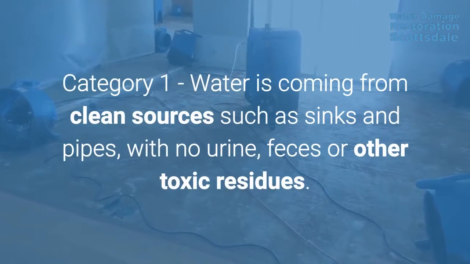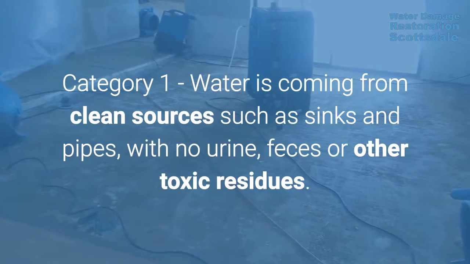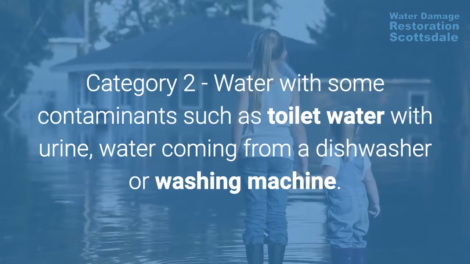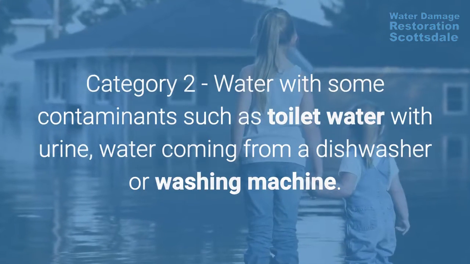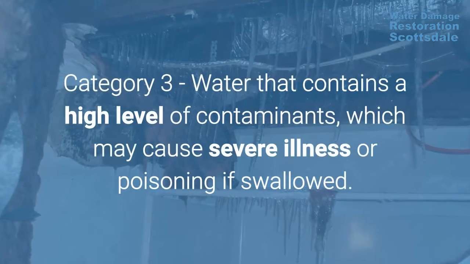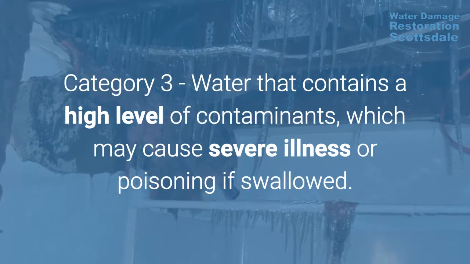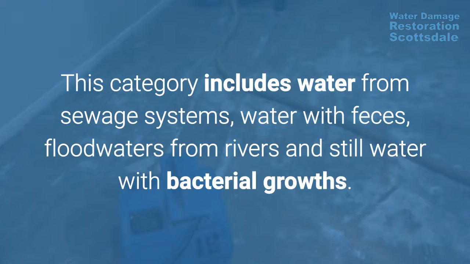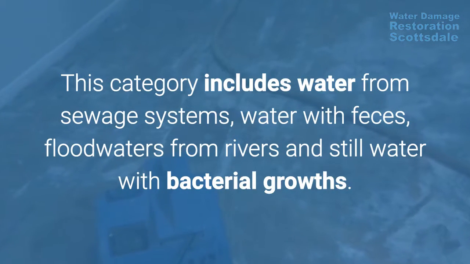Category 1 water is coming from clean sources such as sinks and pipes, with no urine, feces or other toxic residues. Category 2 is water with some contaminants, such as toilet water with urine, or water coming from a dishwasher or washing machine. Category 3 is water that contains a high level of contaminants, which may cause severe illness or poisoning if swallowed. This category includes water from sewage systems, water with feces, floodwaters from rivers and still water with bacterial growths.